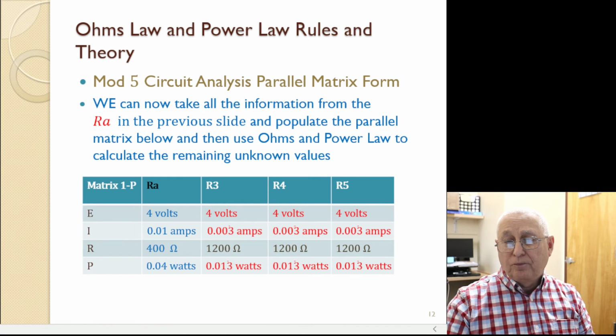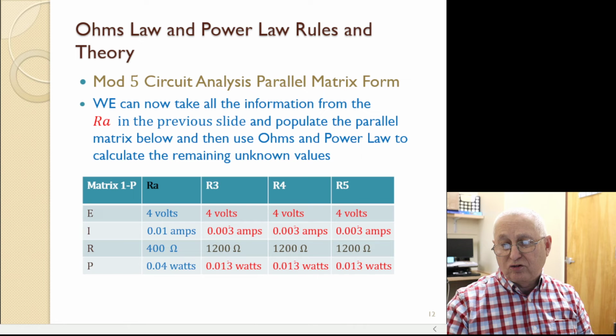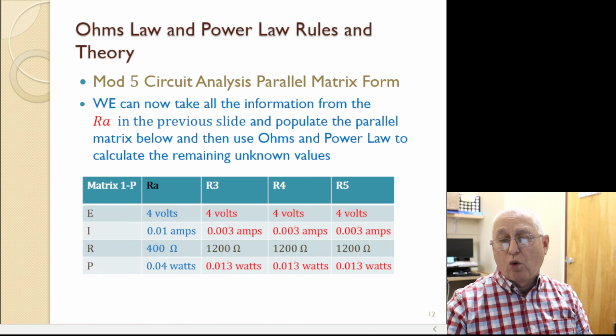Our wattage is going to be 4 volts times 0.003. I times E gives us P. 4 times 0.003 equals 0.013 watts. 4 volts times 0.003, the same thing. So if we add all this up, forgetting the fact that we have rounding errors possibly, it will equal 0.04 watts.